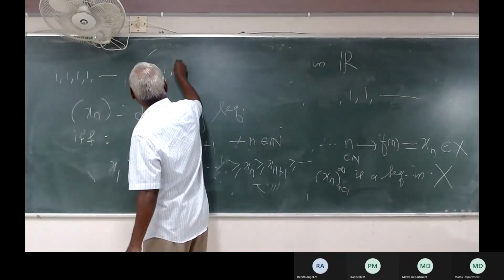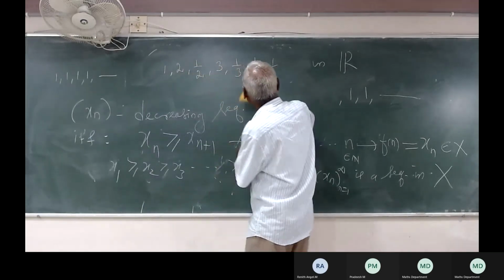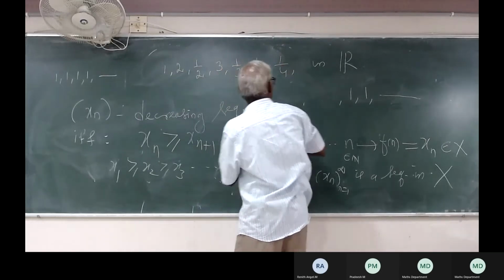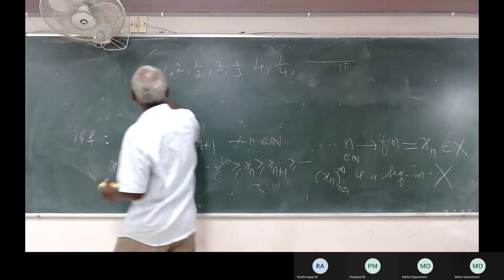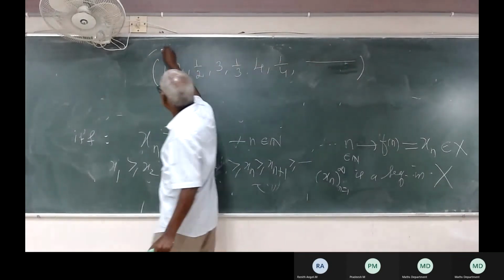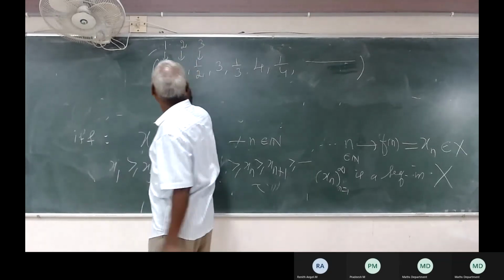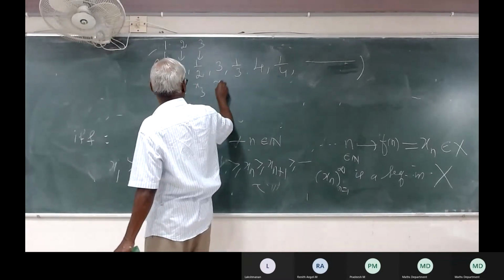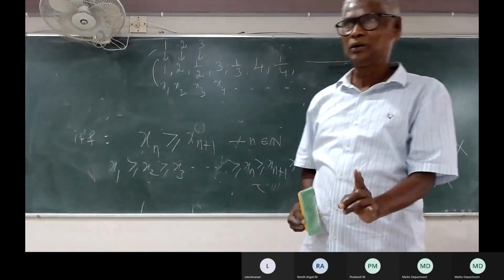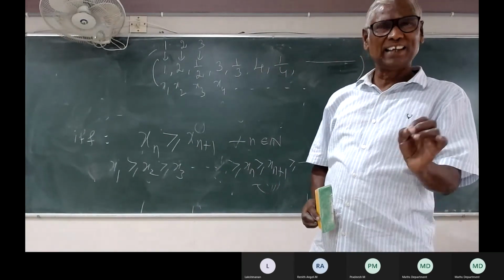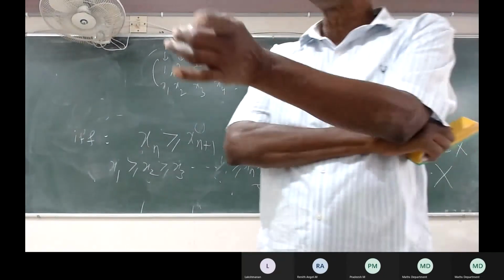Suppose we write 1, 2, 1 by 2, 3, 1 by 3, 4, 1 by 4 and so on. What type of sequence is this? This is our sequence x_n. First term is 1, 1 is associated with 1, 2 is associated with 2, 3 is associated with half: x1, x2, x3, x4 and so on. Is this a monotonically increasing sequence? No. Decreasing? No. It is neither increasing nor decreasing. So we can easily give an example: a sequence need not be increasing or decreasing.